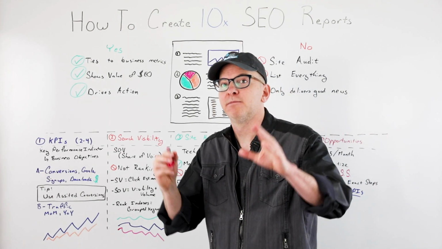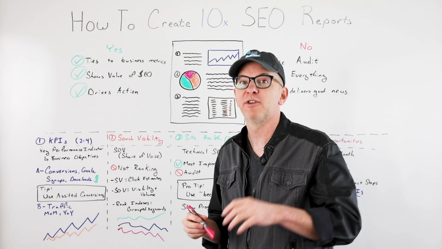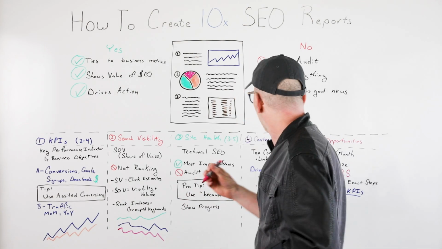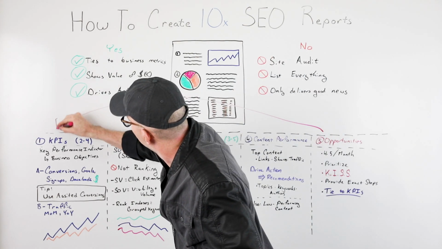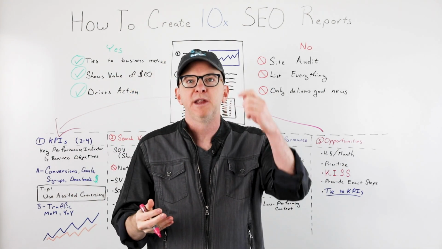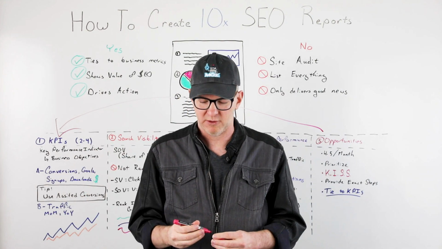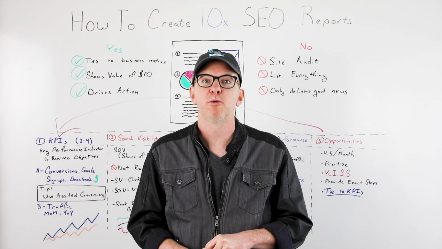And in fact, I want to shake things up a little bit. I know we listed number 5 as opportunities. Don't end your report with that. Make opportunities the number 1 thing in your report. Open it up, here are the opportunities, and then here are KPIs, search visibility, et cetera, et cetera, so they know exactly what they should be working on.